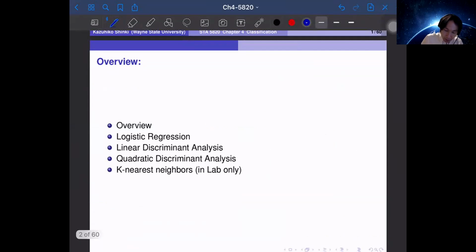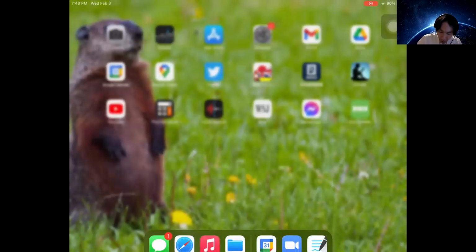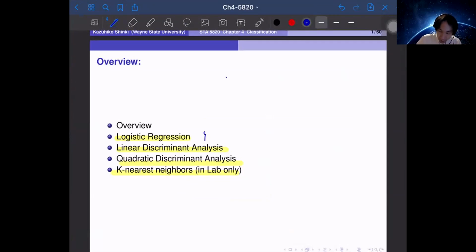So we have several models. The first one, logistic regression, and the other ones, linear discriminant analysis and quadratic discriminant analysis, and also k-nearest neighbors. And logistic regression is basically for two categories, where k is the number of categories, so k is equal to 2. And actually, there are some extensions to allow k equal to 3 and more, but it's a little bit more complicated. This is called multinomial logistic regression.